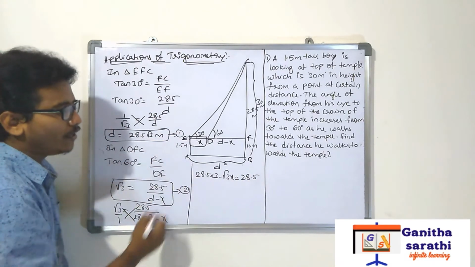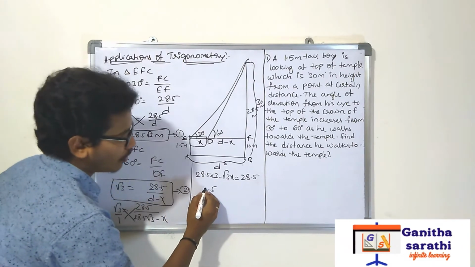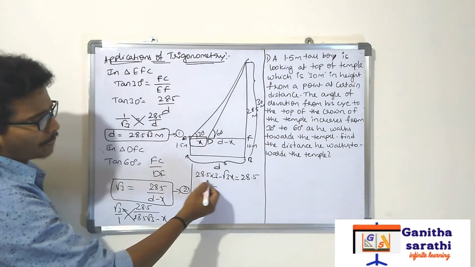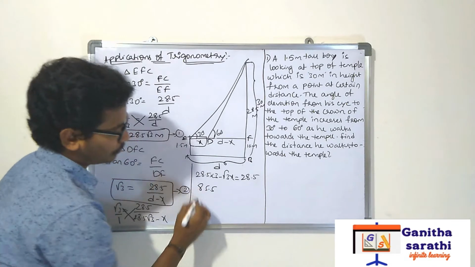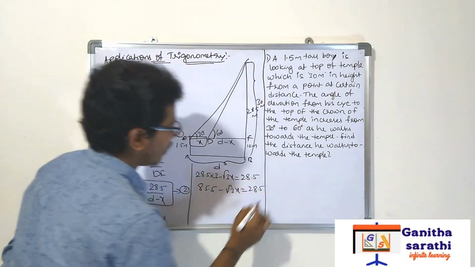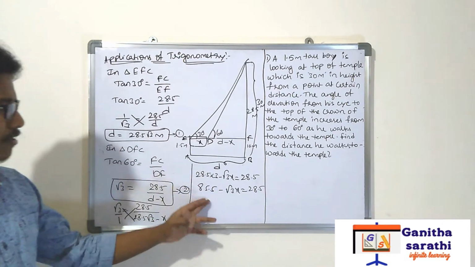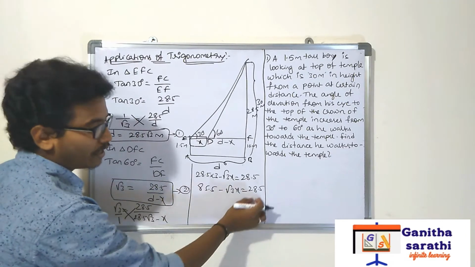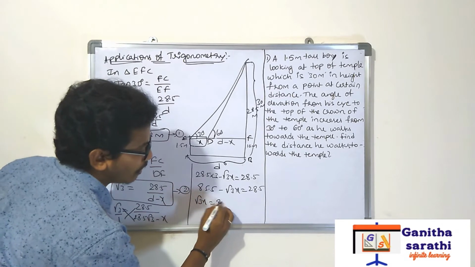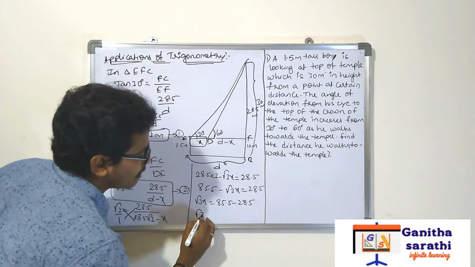So 28.5 into 3. How much? 3 5s are 15, 3 8s are 24, 25, 3 2s are 6. How much? 85.5. Minus root 3x is equal to 28.5. Now, make this minus root 3x this side, and it will become plus root 3x. So, root 3x is equal to 85.5 minus 28.5.